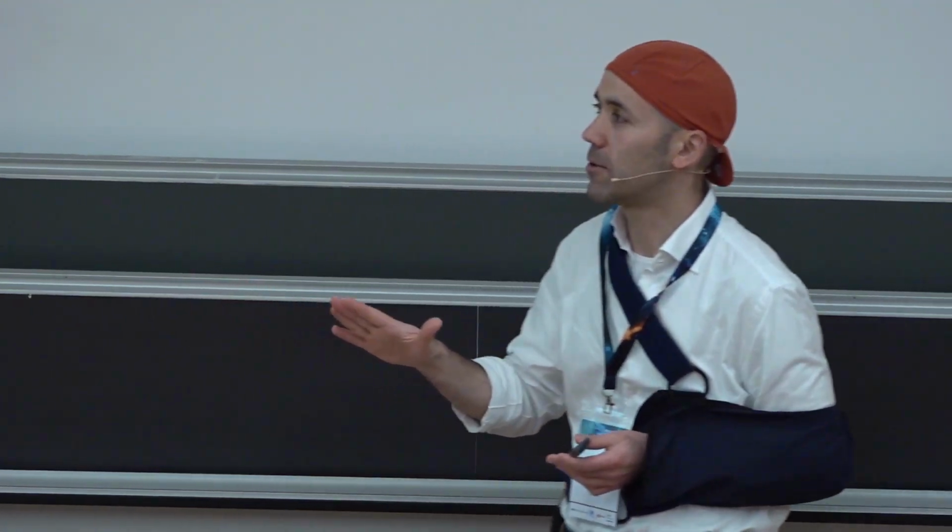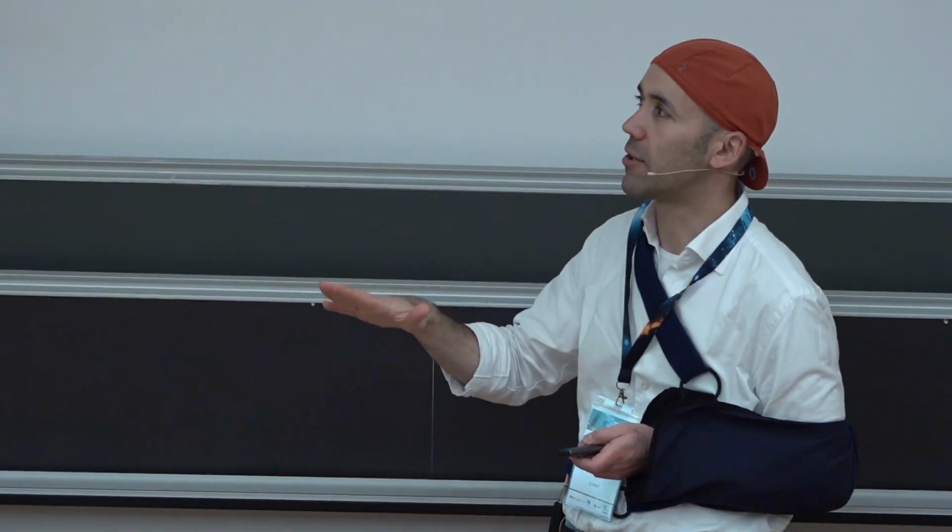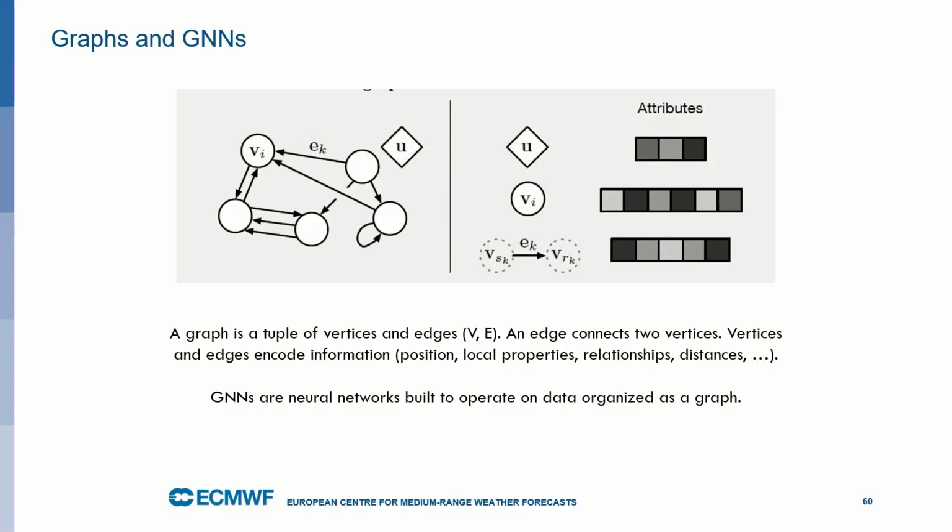But you can define neural networks that operate on data organized as a graph, and this is what I call GNNs for the purpose of this presentation. What I'm showing here is a simple graph. Sorry, no, this is the attribute of the graph, this is the attribute of the node, and these are the attributes of edges. So you can encode specific information for all of these objects.